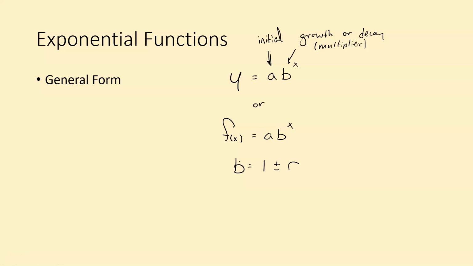Another thing you'll need to note is that the b value can sometimes be expressed as 1 plus or minus r, if you're given the r value, which is the rate. Sometimes they won't give you the b value, they'll give you the rate. In that case, you'll have to take 1 plus or minus, depending on if it's growth or decay. If it's growth, you take 1 plus the rate. If it's decay, you take 1 minus the rate. Those are some things to write down in your notes.